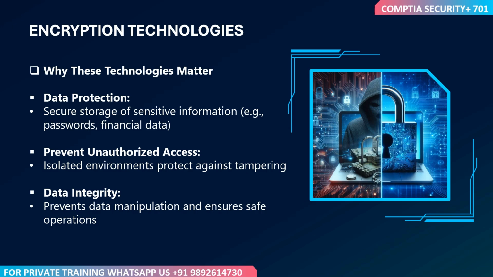These technologies also ensure that data cannot be tampered with. If someone tries to change or manipulate the encrypted data, the system can detect the tampering attempt and prevent it from happening. For example, HSMs help ensure that encryption keys are never exposed to unauthorized users, and secure enclaves prevent malicious software from interfering with the sensitive data.